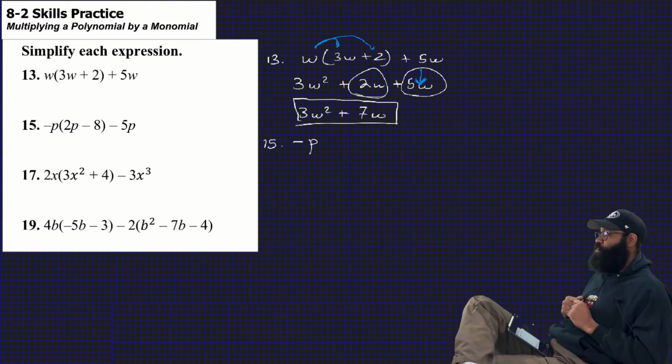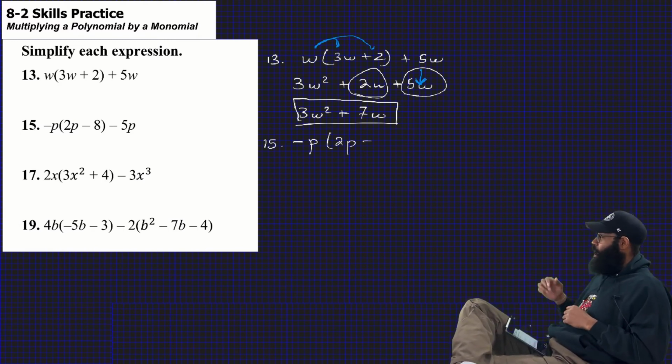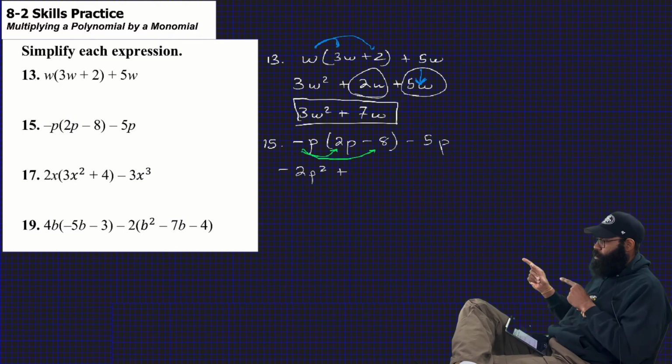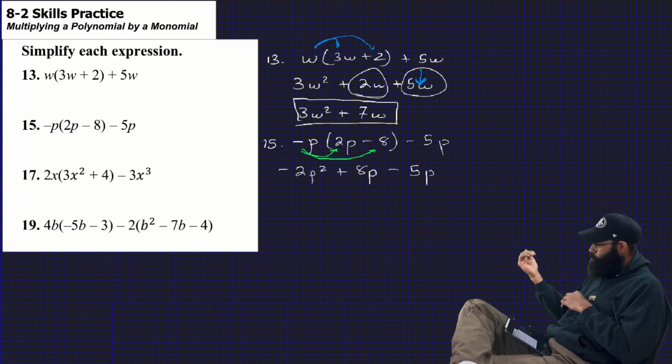Good job. So 15, again, what do you see? I see something touching the parentheses, which means I'm doing the distributive property. But I see something outside of my parentheses, which means be careful. So negative p times 2p, negative 2p squared. Negative p times negative 8, negative times negative, positive. And of course, just 8p, right? But again, bring it on down.